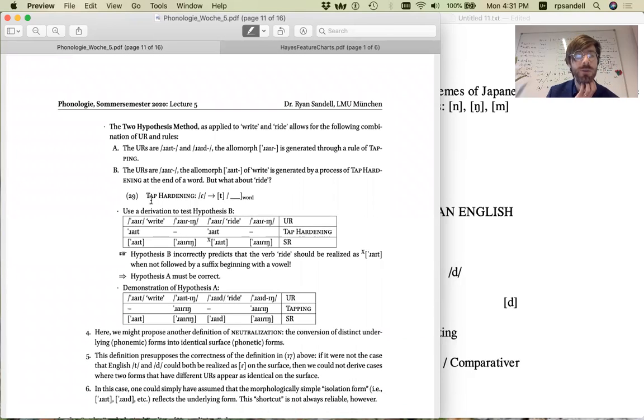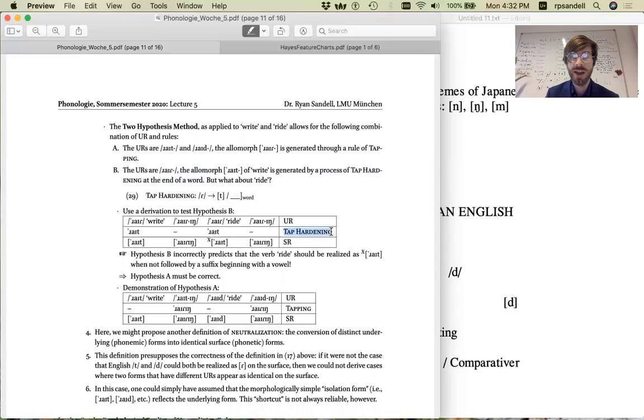Let's first try to consider what happens under hypothesis B. Under hypothesis B, for both the simple present tense form of the verb, like I write or I ride, we would have a tap underlyingly, and preceding a suffix form like the present participle or gerund with the suffix ing, the tap stands before a vowel.